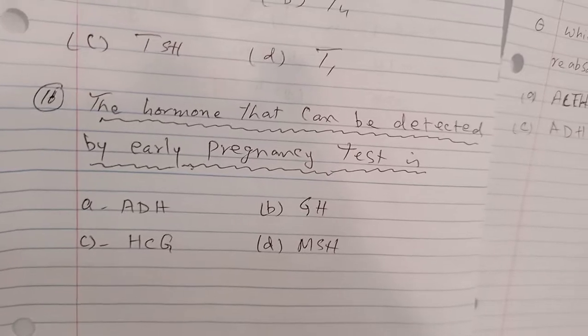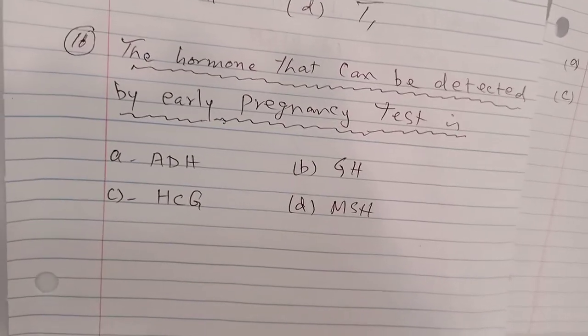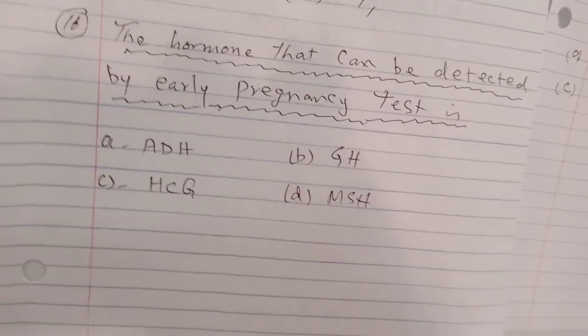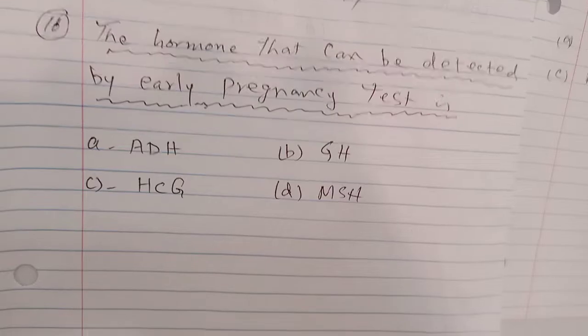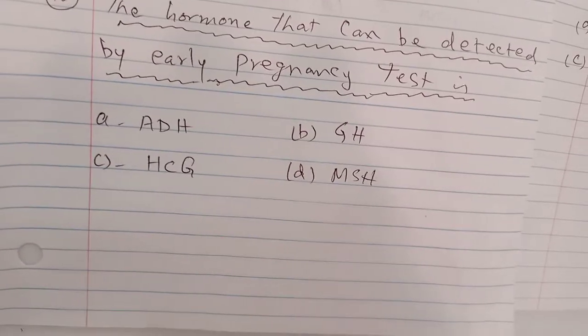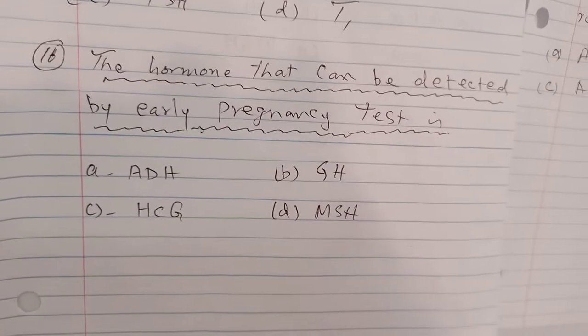Next question: the hormone that can be detected by an early pregnancy test is ADH, antidiuretic hormone, that is concerned with water; growth hormone, that is concerned with the growth of the baby; and HCG, that is concerned with the pregnancy. So the answer is C.